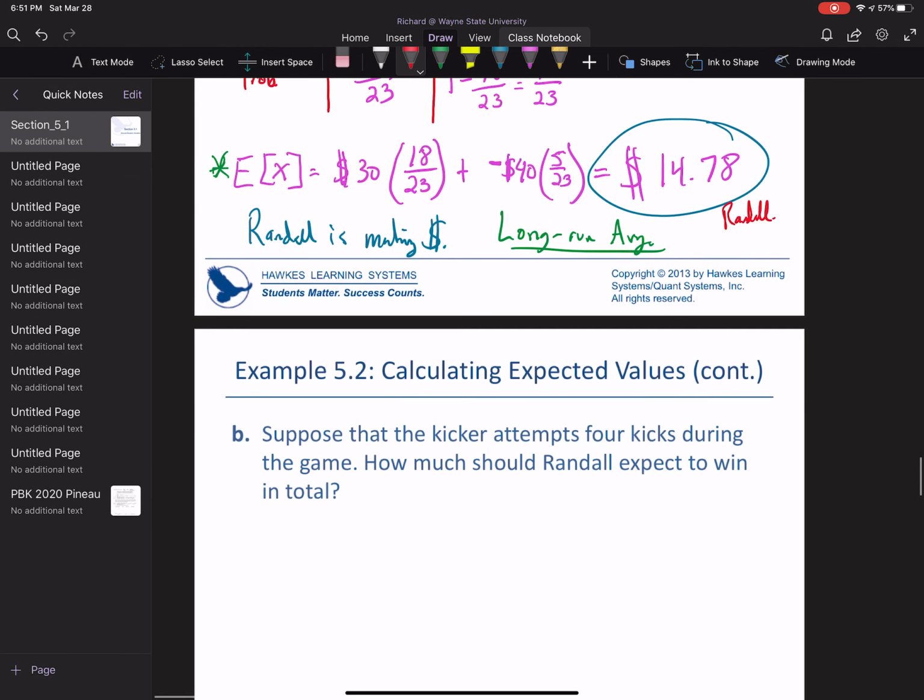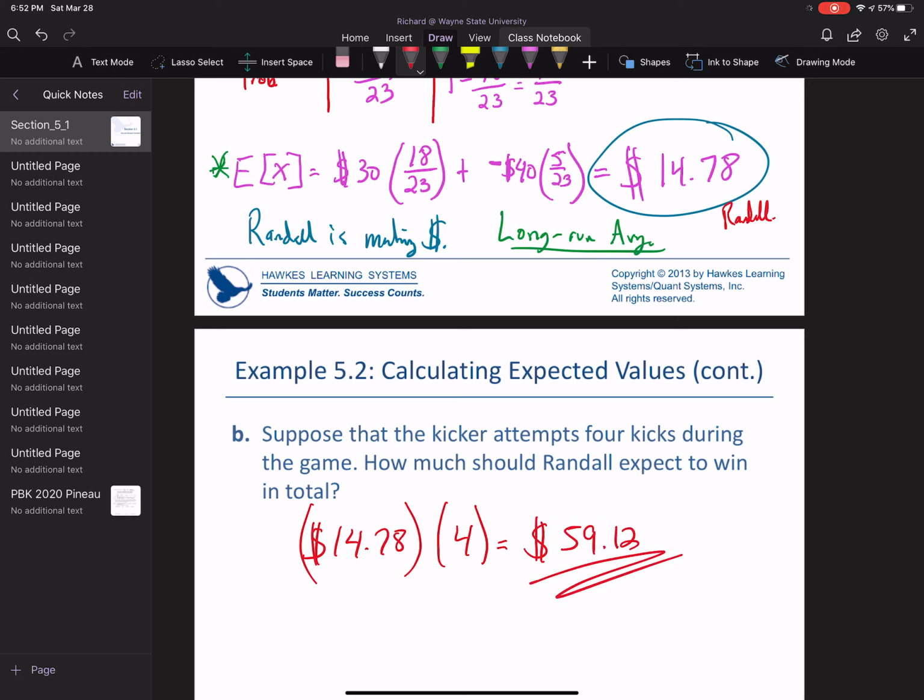Now, in letter B, what they want to know is that the kicker attempts 4 kicks during the game. How much should Randall expect to win in total? Well, that's easy, because what you do is you take the $14.78, which is the average we expect on a kick, average outcome here, and we multiply by 4, and what you end up getting is $59.12. And again, that's on average.